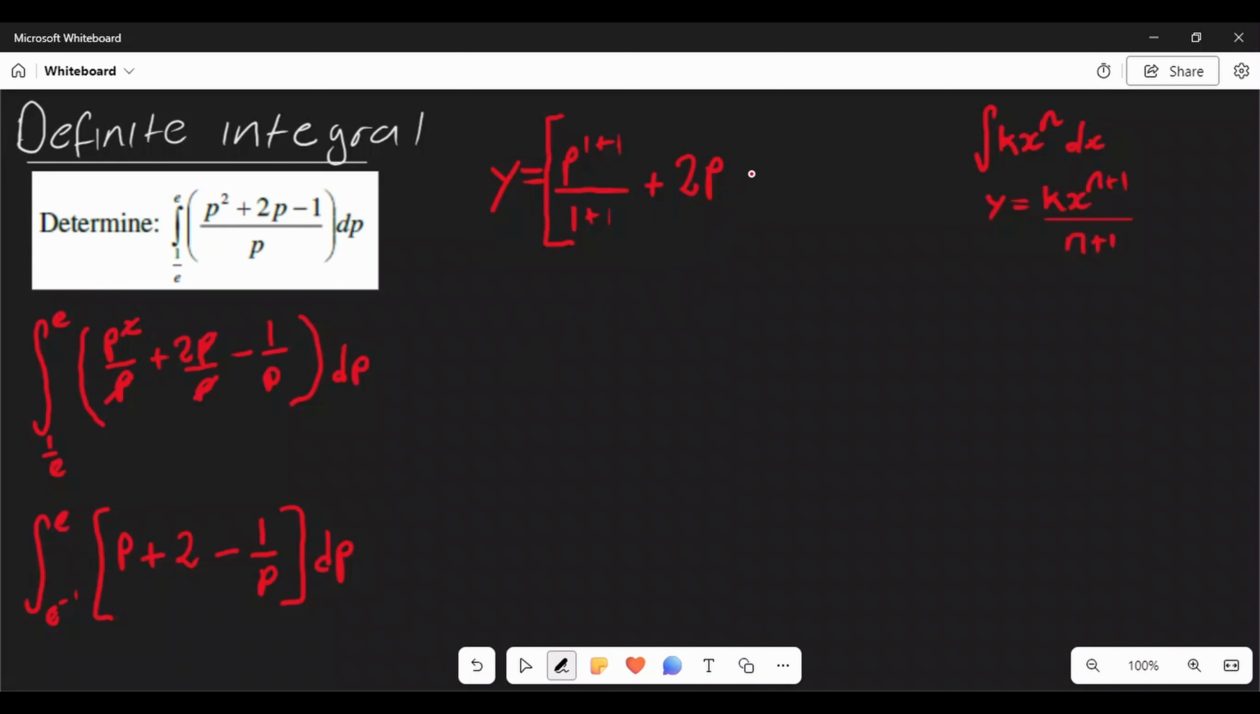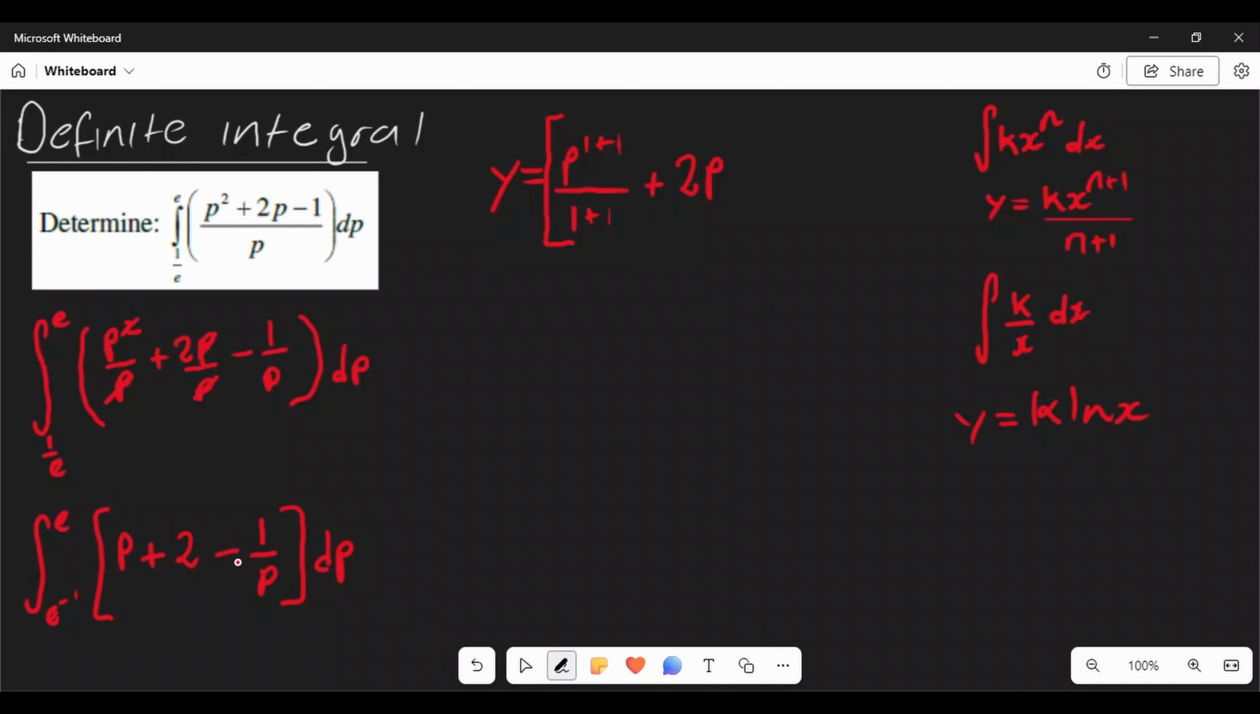So when you look at negative 1 over p, this is actually a different rule. It's no longer the power rule. It's actually the natural log rule. So it looks like this. When you have k over x dx, when you integrate, it's going to be k, the coefficient, and then natural log x. Remember, we don't add plus c because these are definite integrals, right?